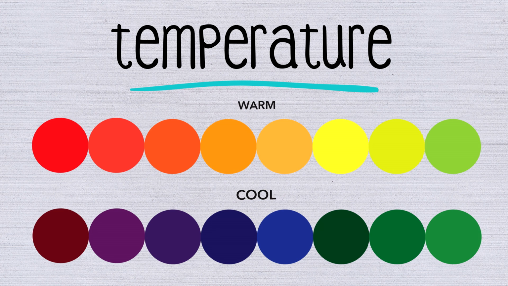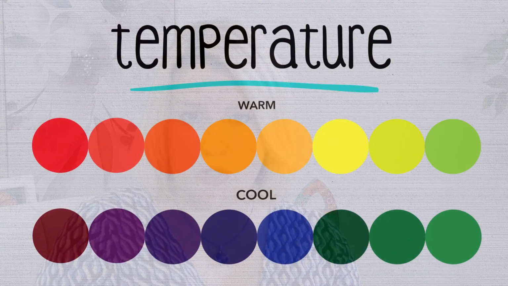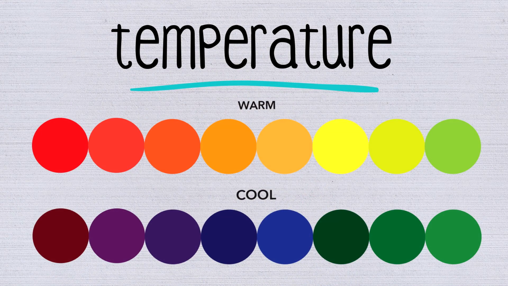Now when we talk about the temperature of a colour, we're talking about how warm or cool it is. And this is as simple as taking the colour wheel and splitting it down the middle. All of the colours on one side are the warm colours, and all of the colours on the other side are the cool colours.